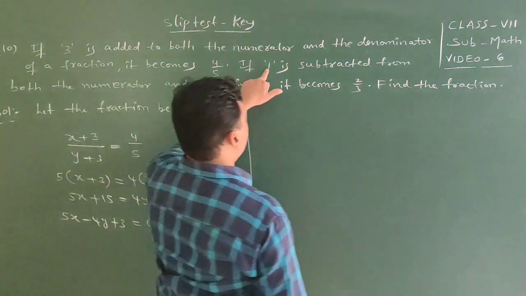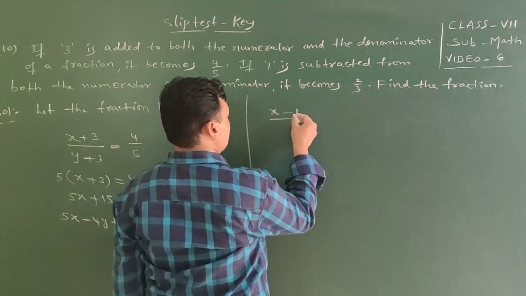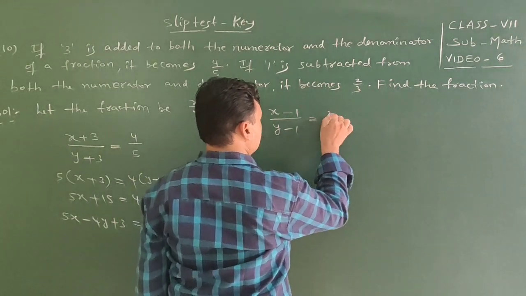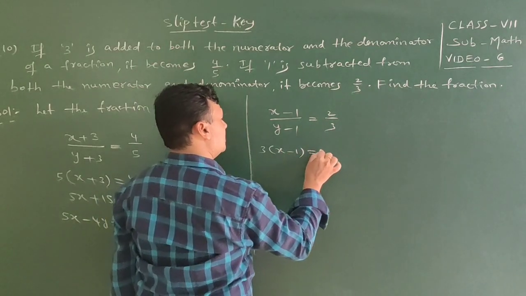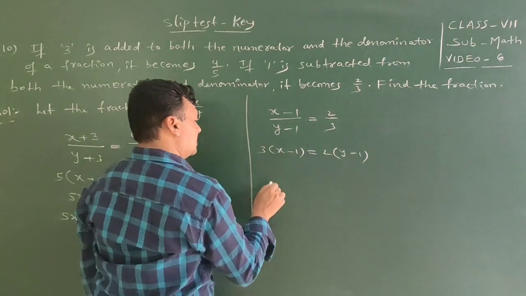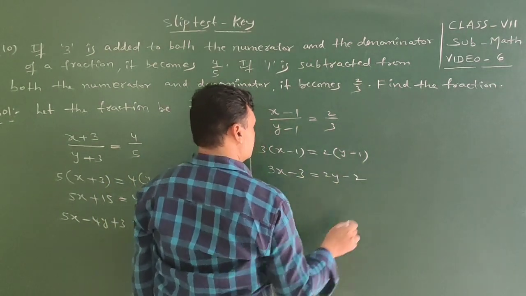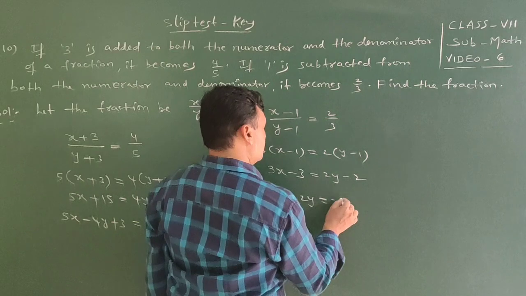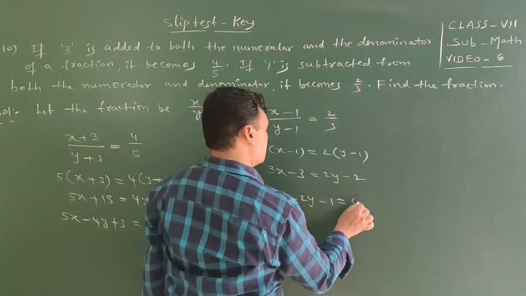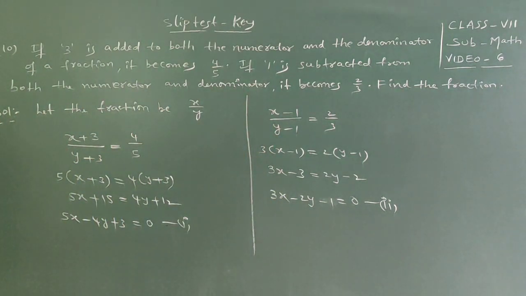Next, if 1 is subtracted from numerator and denominator, here numerator is x. If 1 is subtracted from numerator as well as denominator, it becomes 2 by 3. Cross multiply. 3 into x minus 1 equal to 2 into y minus 1. So 3x minus 3 equal to 2y minus 2. Then 3x minus 2y plus 1 equal to 0 be the second equation. Here 5x minus 4y plus 3, 3x minus 2y plus 1.